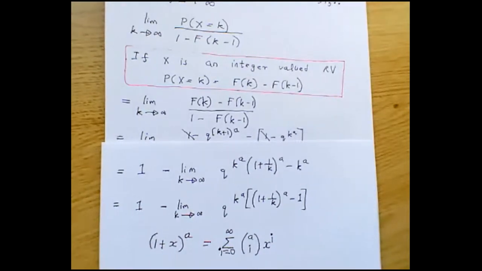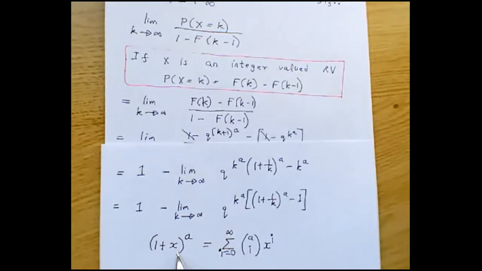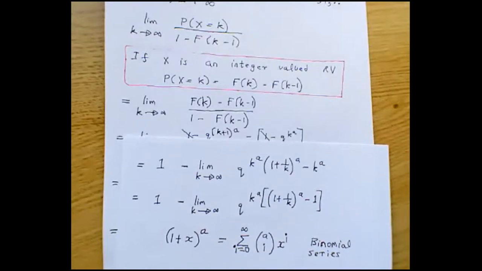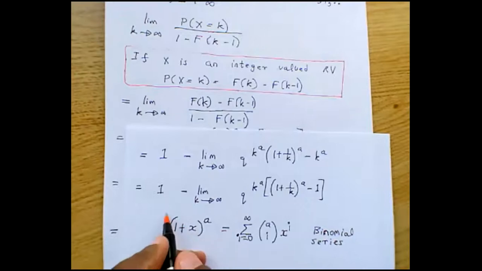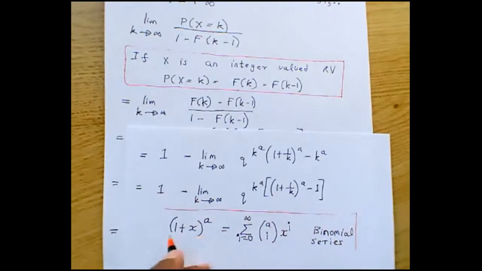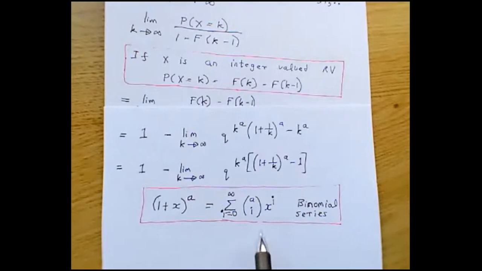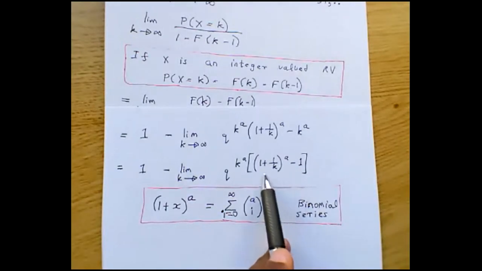Do you know this result, guys? If x is a number that is very close to zero, then you can write 1 plus x to the power a as the sum of this. And this is known as the binomial series. I think you must have done this a long time ago, like in your first year. So what I'm going to do is use the binomial series on this term here, 1 plus 1 over k to the power a, all right?